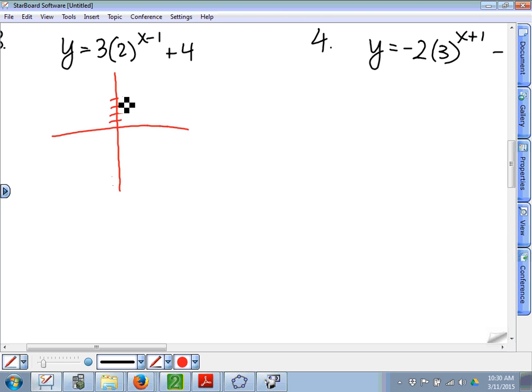Good. Up 4 units. And the y-intercept is 5.5. Is that what you got? Good. And it's a growth function. Good. That'll do. Thank you.